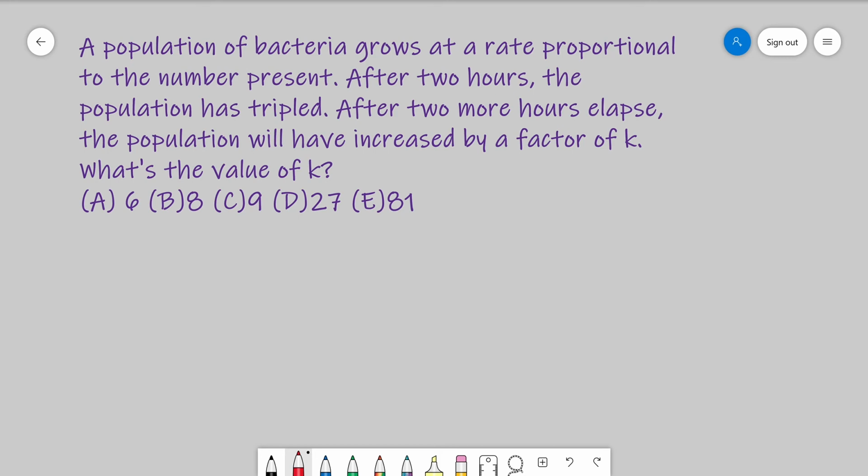Hey everyone, welcome back. This problem is also from the differential equations chapter of Cracking the GRE Math Subject Test. It's also pretty easy.